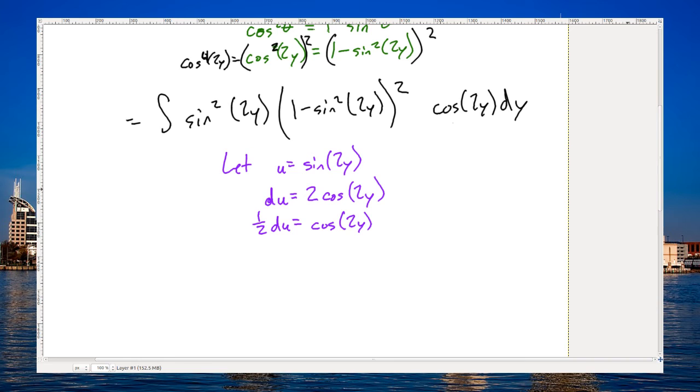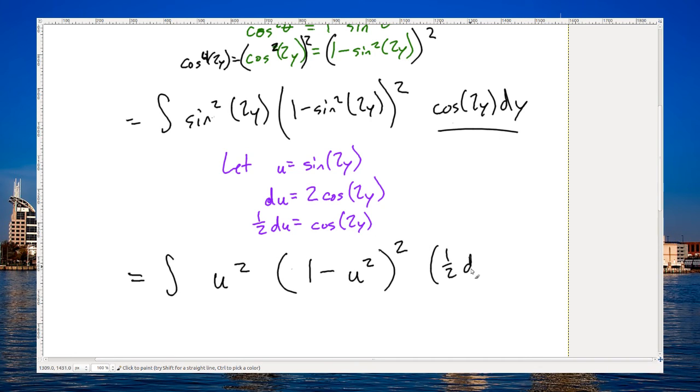So let's plug everything in. And all my sines of 2y's become u's. So here I have a u squared, 1 minus sine squared again, so u squared, all squared. And then the cosine of 2y here becomes 1/2 du.